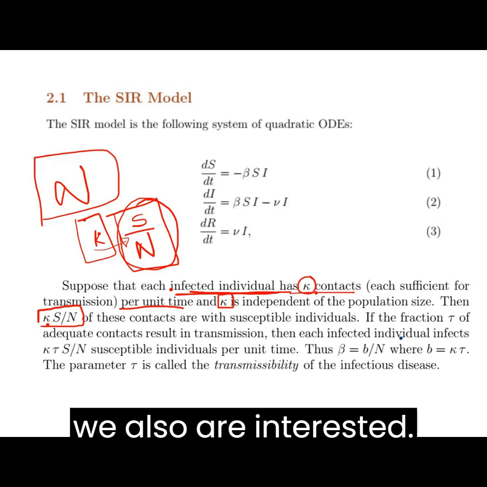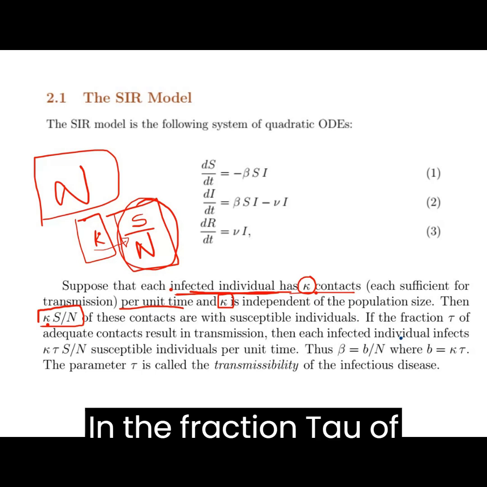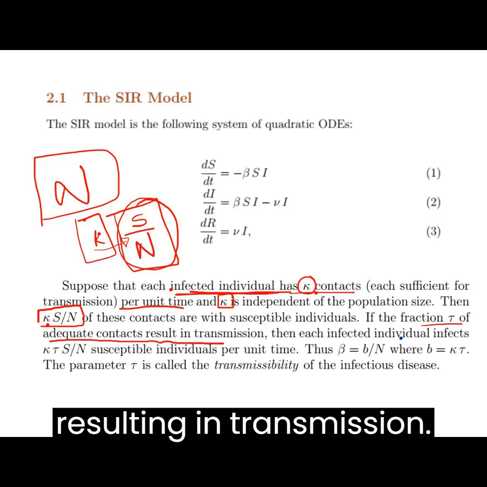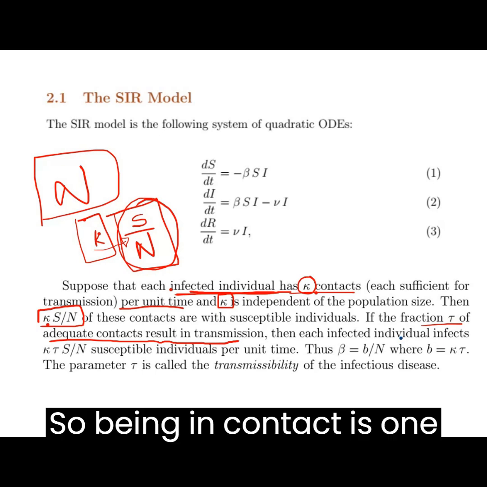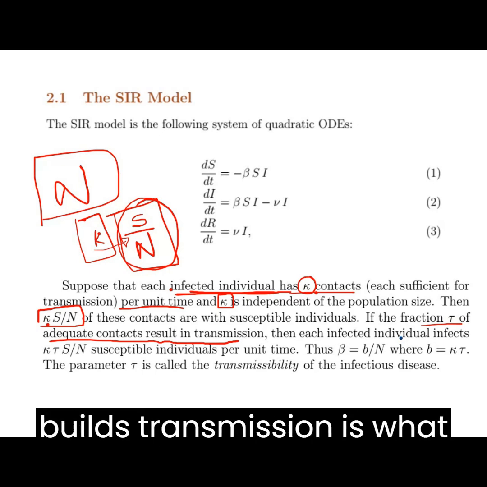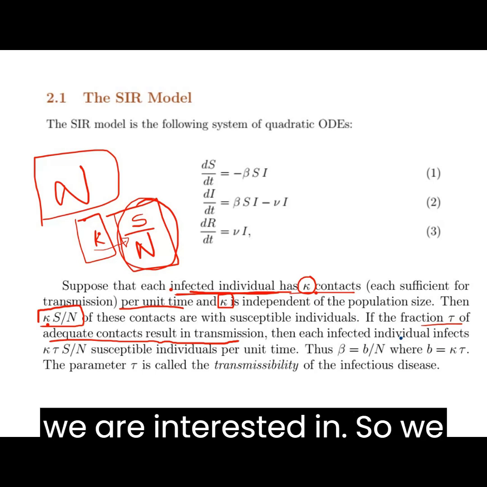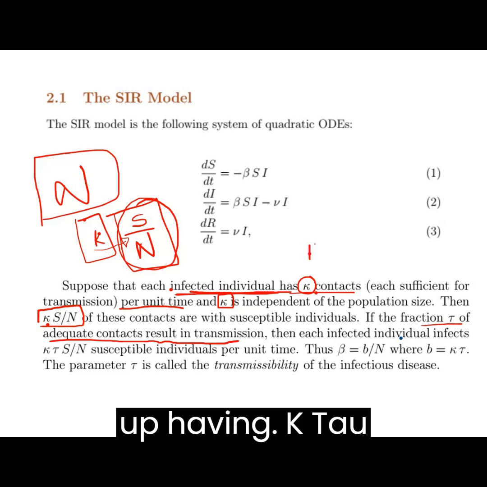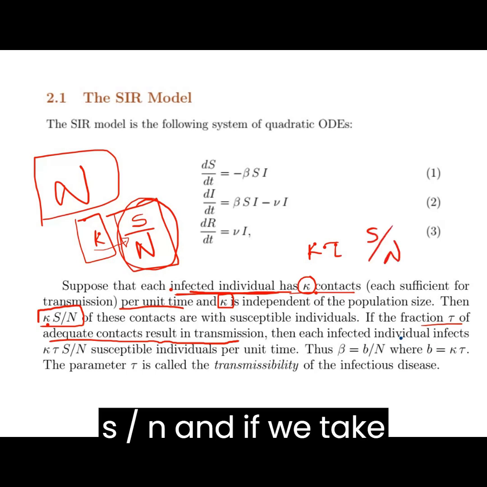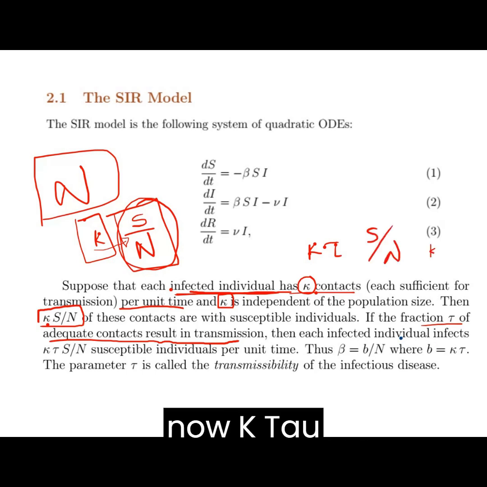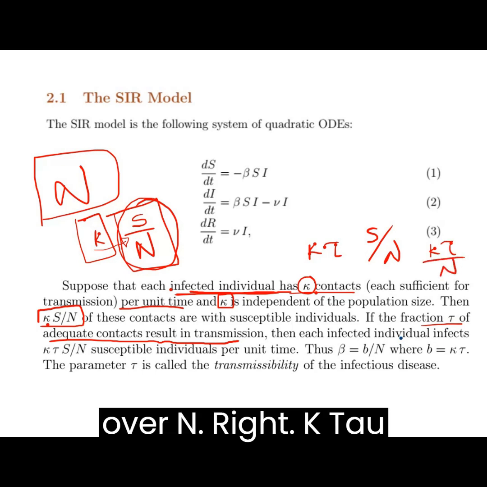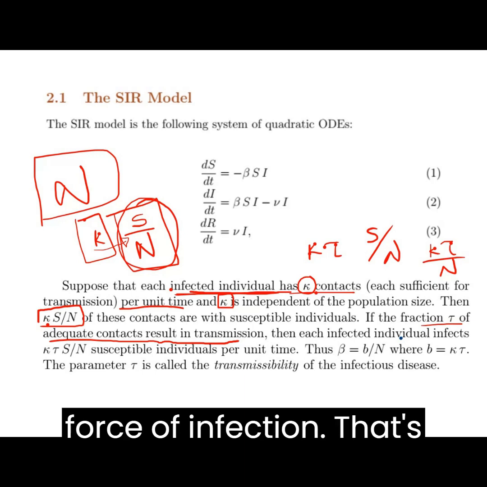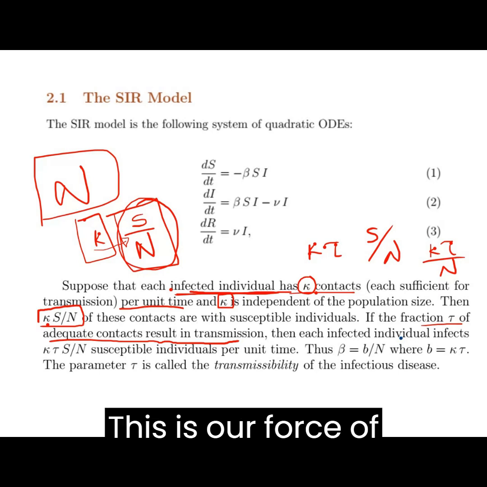But then we also are interested in the fraction tau of adequate contacts resulting in transmission. So being in contact is one thing, but contact that yields transmission is what we are interested in. So we end up having K tau S over N. And if we take now K tau over N, right? K tau over N. This is our force of infection. That's what we are talking about. This is our force of infection.